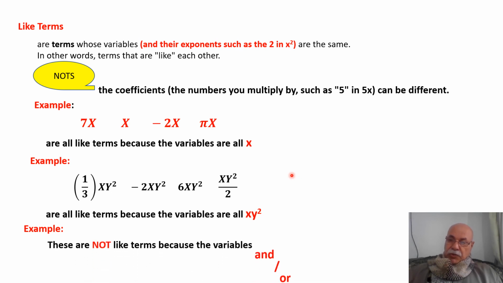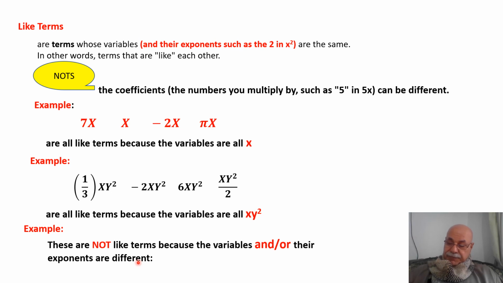Example also: these are not like terms because the variable or their exponent are different. You see, here is different. Here is no like term. Here there are like terms, because they have the same variable. But in this question, not like terms. Why? Because it's different: we have x squared y, and xy is different. This is not like terms.